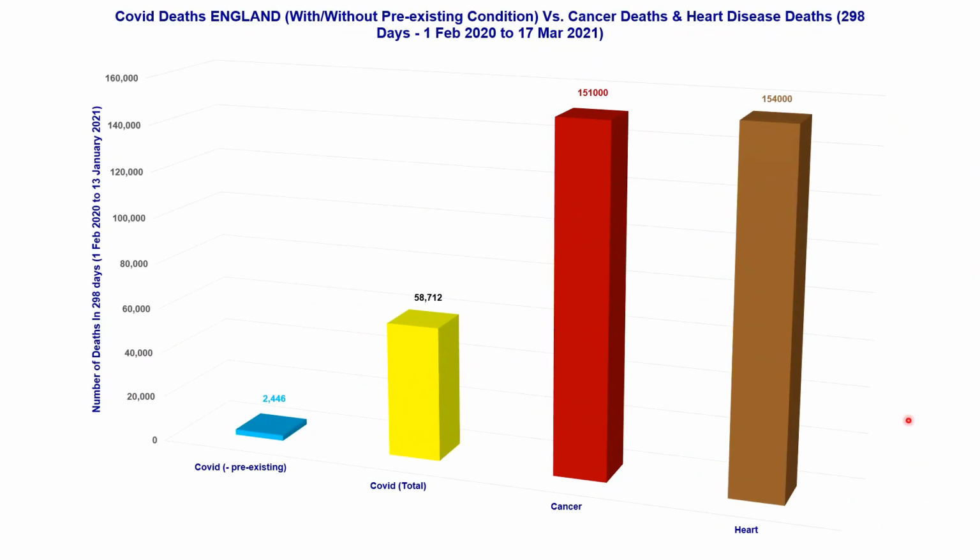And put it into another perspective, this is COVID deaths versus cancer deaths and deaths from heart disease and heart attacks. So if we look at the total COVID, this is in England, 58,712, and we have 151,000 cancer deaths and 154,000 heart attacks. So all this time, all this effort, all this expense is targeted at this, and what are they doing for these?